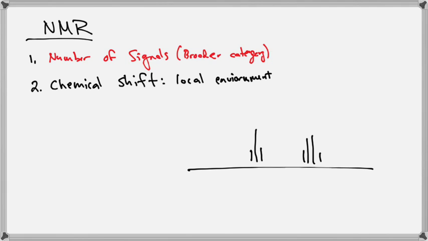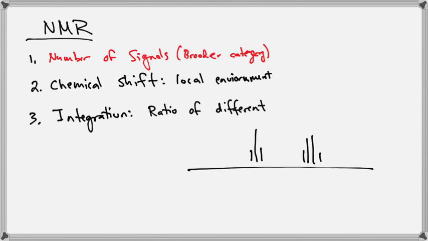What comes next? Integration. Integration gives you the ratio of different its. Like I said, we're going to come back to it in a second. What's the last thing?